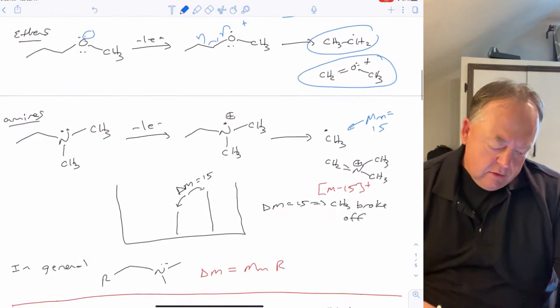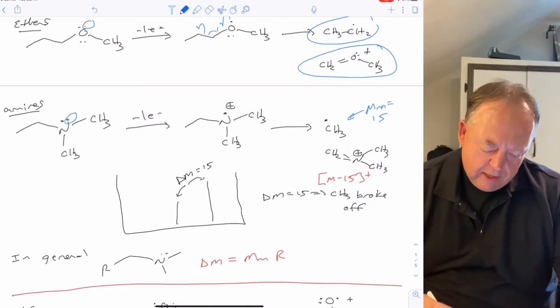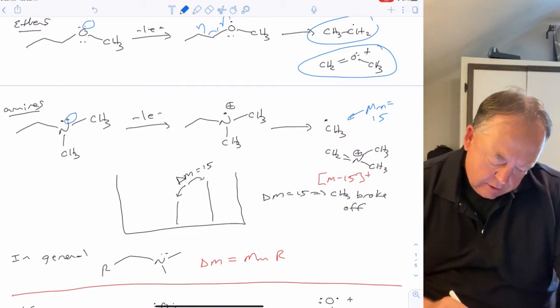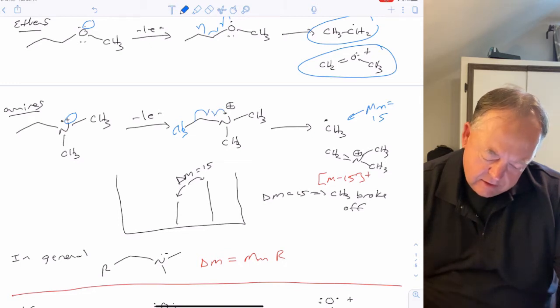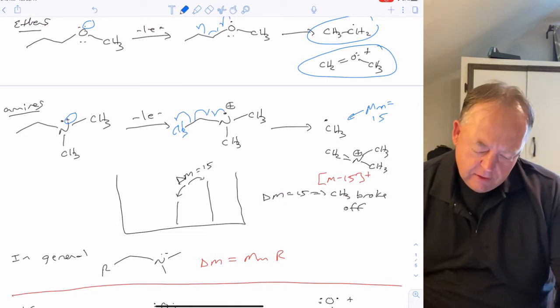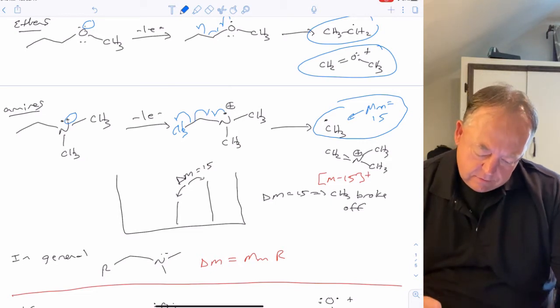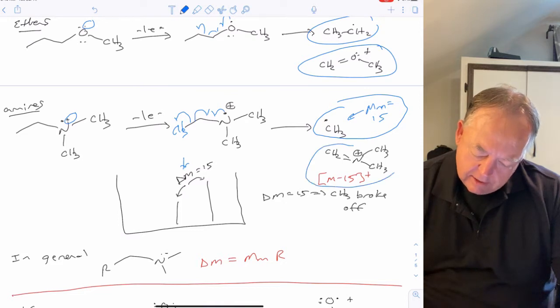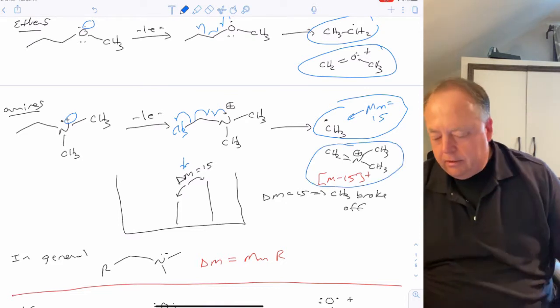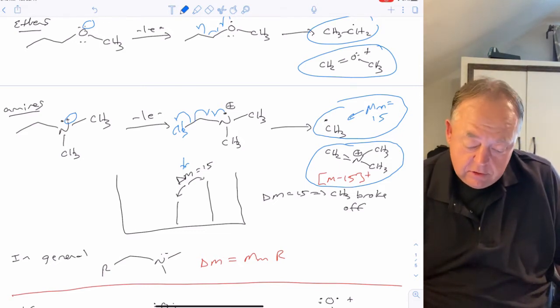Amines are similar. Since nitrogen has a lone pair, you can knock an electron off of nitrogen to make the radical cation, and then if that undergoes alpha beta bond cleavage, again move one of these electrons over, move that down to make your double bond, and the other electron in that bond stays behind on methyl. So you get the methyl radical, which has a mass of 15. And then this would be the cation that you see, because that would be accelerated in the spectrometer and hit the detector. It would just have a mass 15 units less.